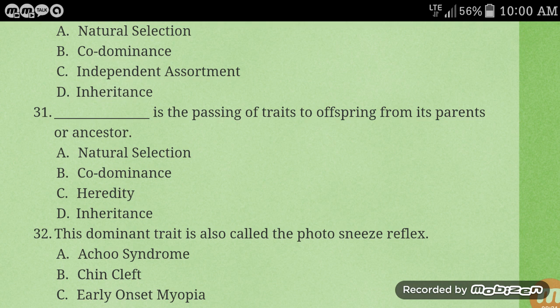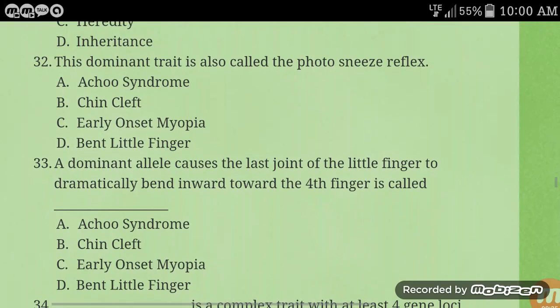Next one, 31, blank is the passing of traits to offspring from its parents or ancestor. So what's that? Natural selection, codominance, heredity, inheritance. Of course, it's heredity. This dominant trait is also called the photosneeze reflex. Photosneeze reflex is like when you see light, you sneeze. Okay. So what is that?